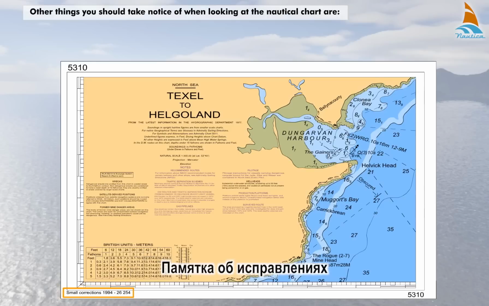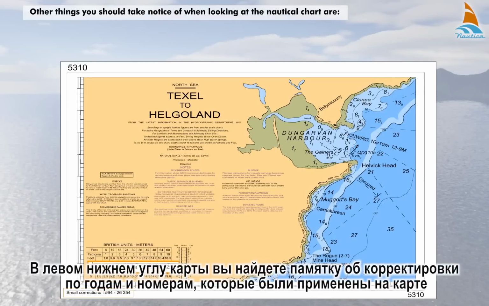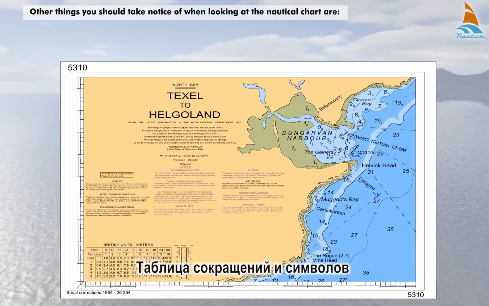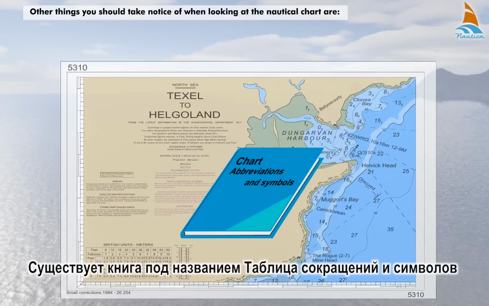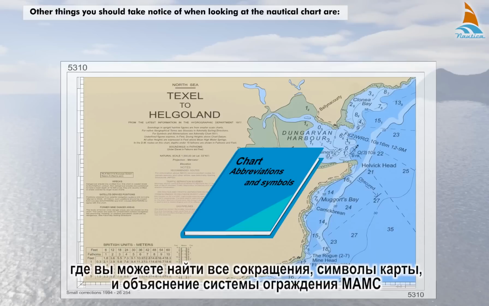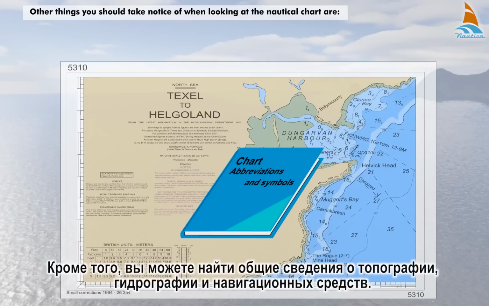Chart corrections and addition. In the bottom left corner of the chart, you'll find the chart corrections by year and number which were applied on the chart. Corrections are published several times a year in the notices to mariners. Chart Abbreviations and Symbols. There's a book called Chart Abbreviations and Symbols where you may find an entire index of abbreviations, a key to all of the chart symbols, and an explanation of the IALA buoyage system. In addition, you may find general features, topography, hydrography, and aids to navigation.